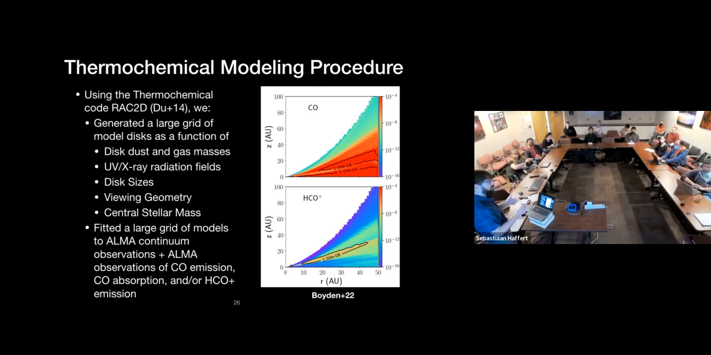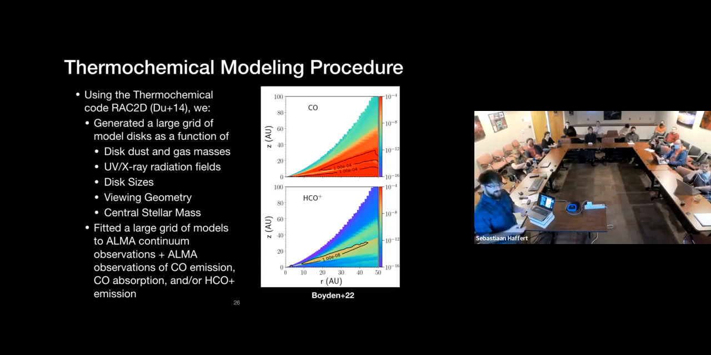What I did with this code was I used RAC2D to generate a suite of around 2 million independent chemical disk models as a function of the total disk masses, both dust and gas. It's a function of the UV and X-ray radiation fields, the sizes of my model disks, the viewing geometries, as well as the masses of the central star. And after generating this large grid of models, I then fitted it to the dust continuum and ALMA molecular line observations of each target in my sample to constrain quantities like the disk mass or the disk gas to dust ratio.